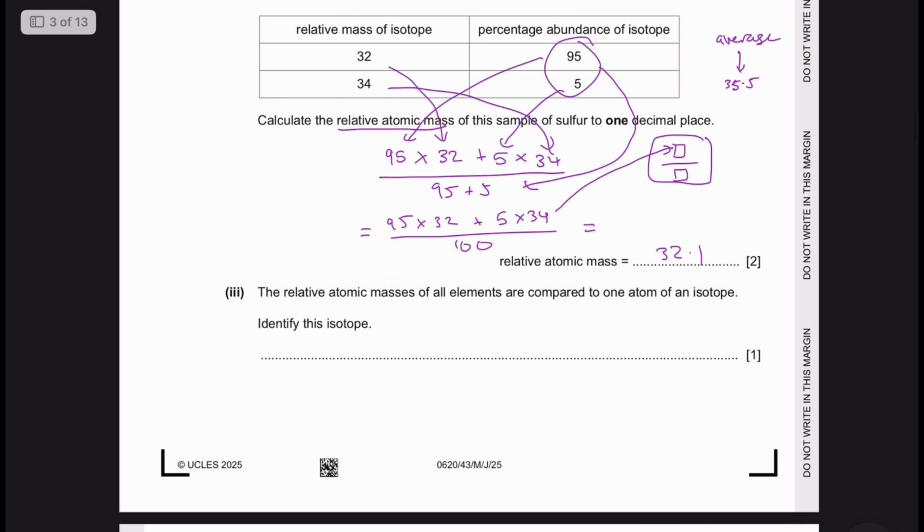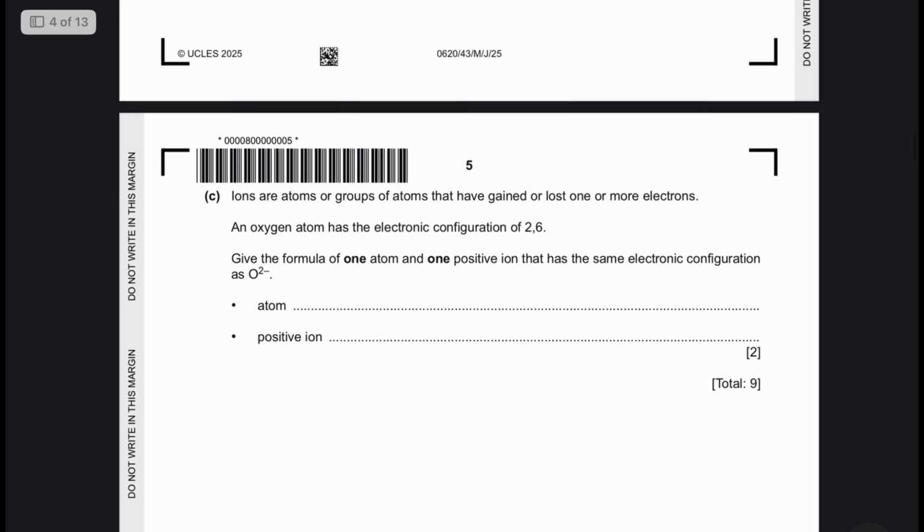So on to the next one. The relative atomic masses of all elements are compared to 1 atom of an isotope, and this is a good one again for a flashcard, and that is carbon 12. All of them are related to carbon 12. So we're on to 2C.